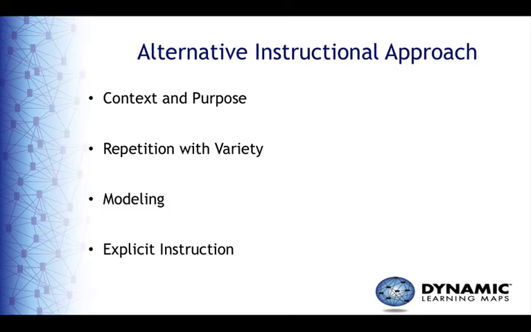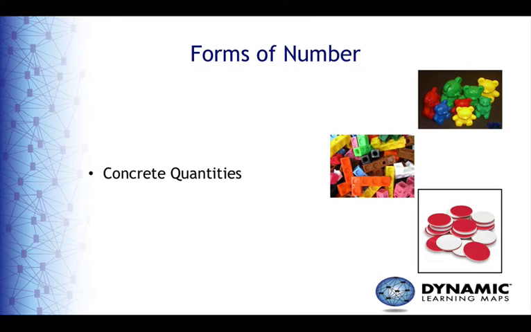An alternative approach includes providing the student with a context and a purpose for instruction, using repetition with variety, modeling the use and forms of number, and utilizing explicit instruction. In other words, connecting the skills with the concepts. Number can take on a variety of forms. For students who are learning to count, regardless of their age, it is important that they experience 3 forms of number. The first and simplest form of number is concrete.